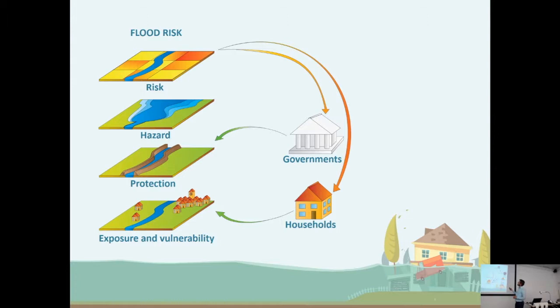And the same is true for households. Households will also, although not often, respond to a flooding by actually preparing themselves better. For instance, in Germany, there were studies that after a flood, you saw an increase in people putting measures in place to protect their house.